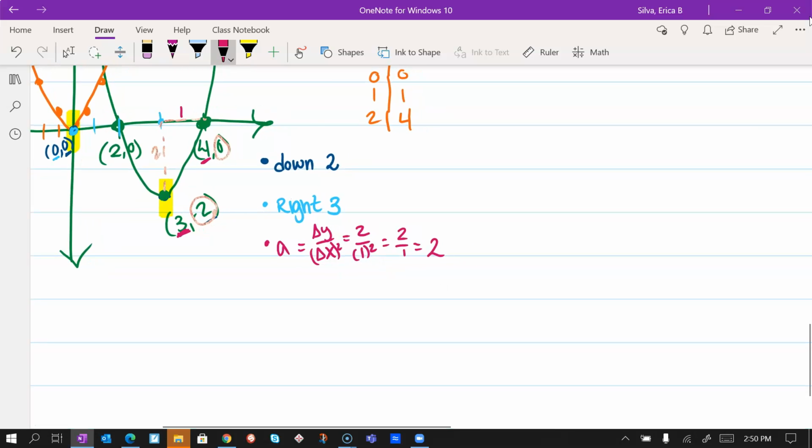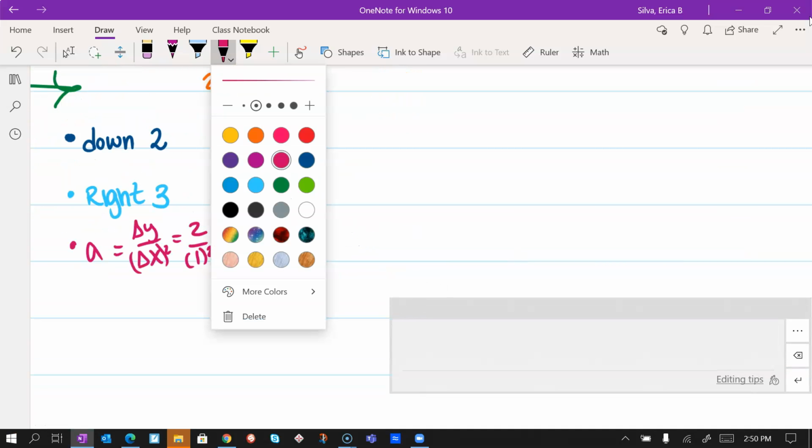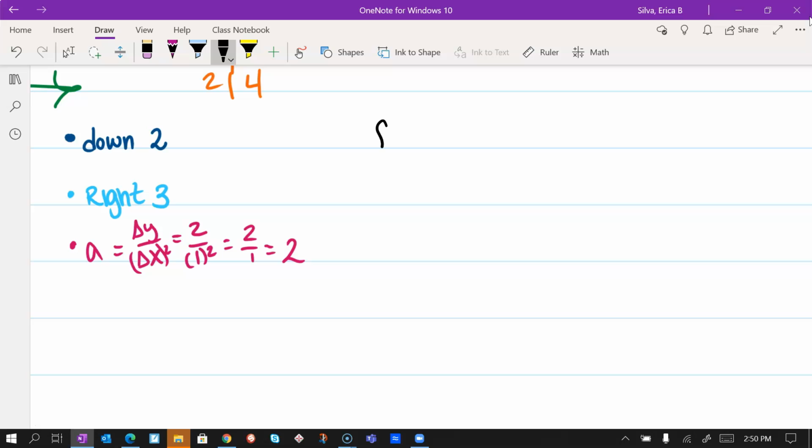All right, so now let's write down our equation. I like to write this down when I'm writing my equations, because we know we're always going to have an x and a squared. So now what is my new a value? 2.